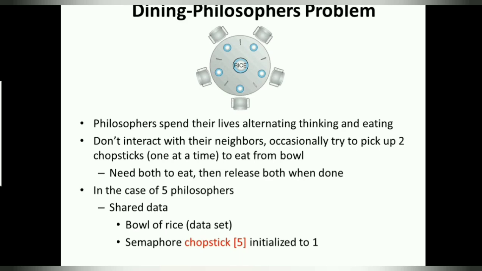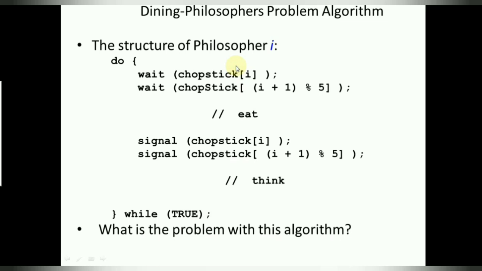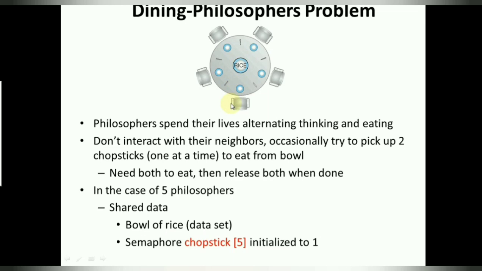Now you can notice in this image that there are 5 philosophers sitting at a circular table with 5 chopsticks around, and there is a rice bowl in the center. What does the dining philosopher problem tell us? There are 5 philosophers. These 5 philosophers can be doing one of two jobs: either they are thinking or they are eating.